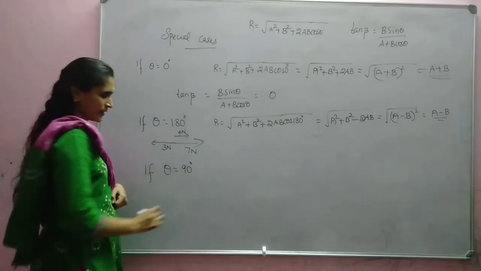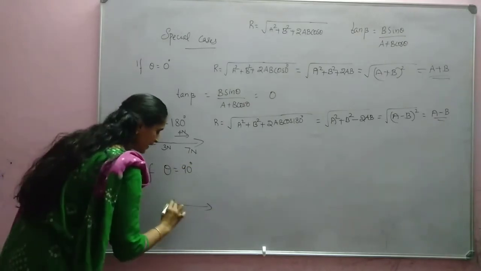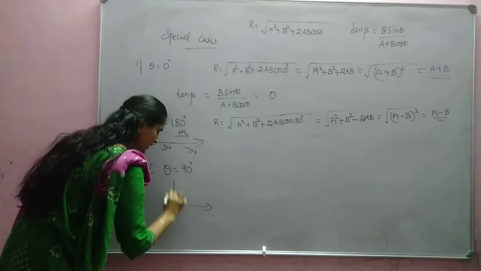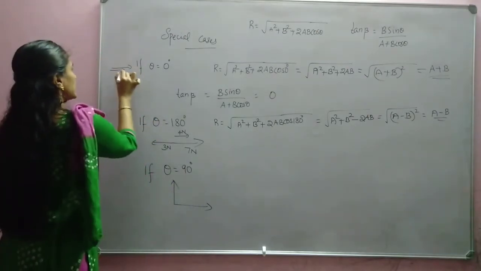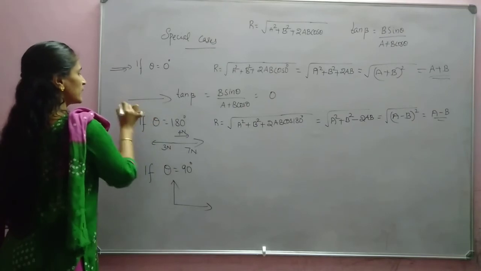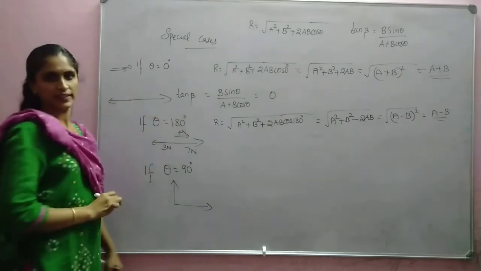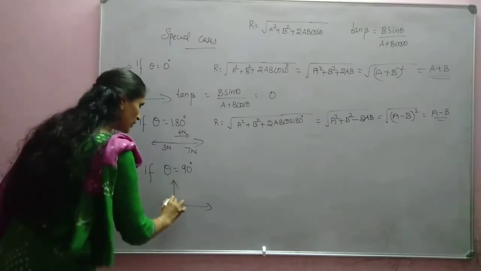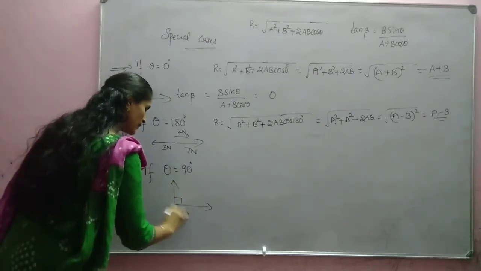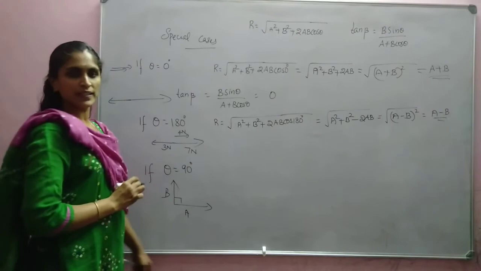Now, the next case we are considering, if theta is equal to 90 degree. 90 degree means one force will be acting in this direction, another force is acting perpendicular to it. Here in first case both are acting in the same direction. In second case one is acting like this, another is acting like this. In the third case both forces are perpendicular to each other.